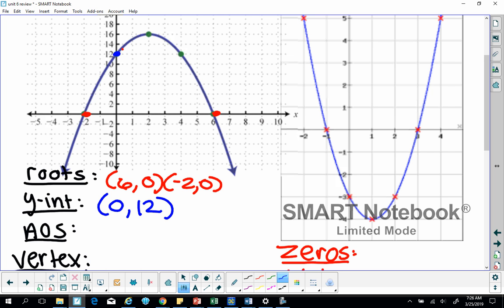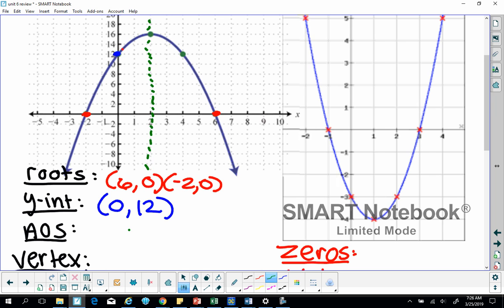Axis of symmetry. Where's that? What is it? I heard it. What did you say? 2, right? Because it's where it's this line. What is 2 though? What equals 2? X. Good. X equals 2. Axis of symmetry is x equals 2.